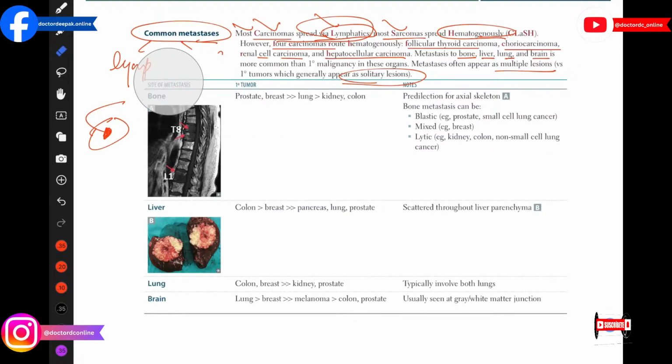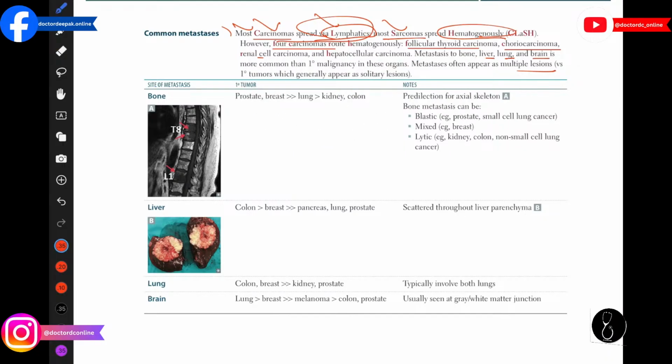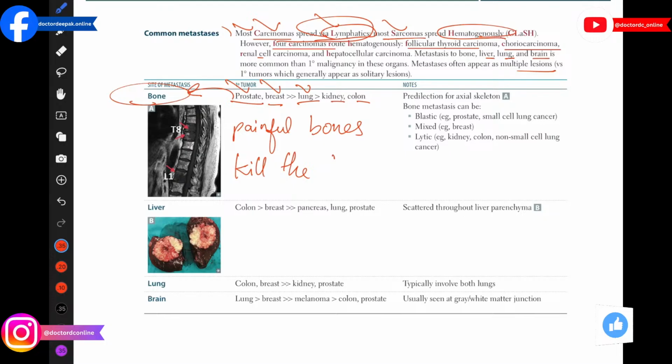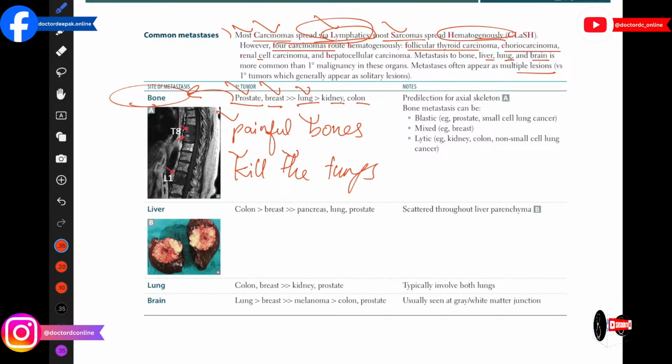Okay? Now we have to talk in detail about the sites of metastasis. First, the bone. The cancers most commonly spreading to bone are prostate, breast, thyroid, lung, and kidney. For this you have a mnemonic: painful bones, PB KTL. P for prostate, B for breast, K for kidney, T for thyroid, and L for lungs. Thyroid is also one type of cancer that can spread to the bone.